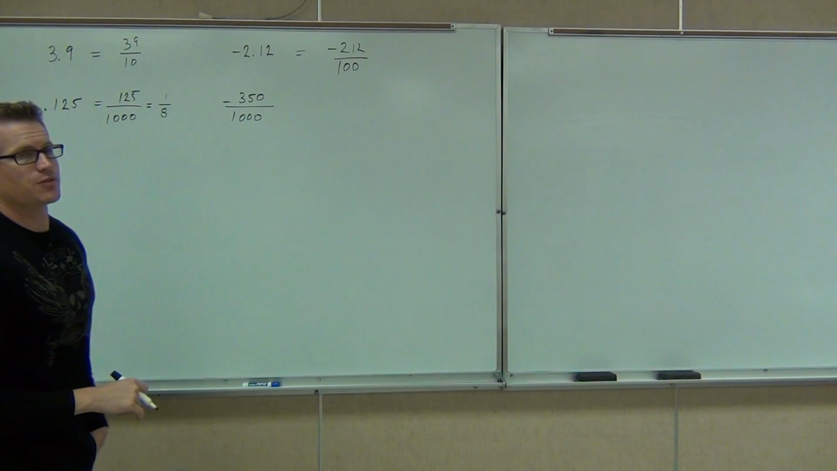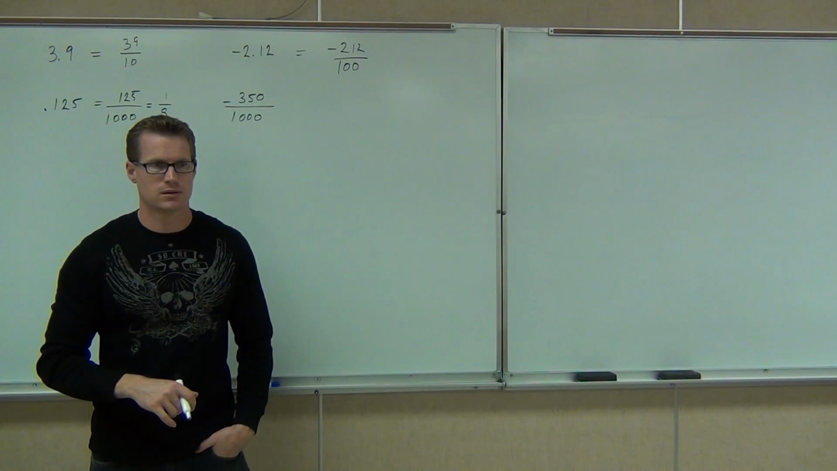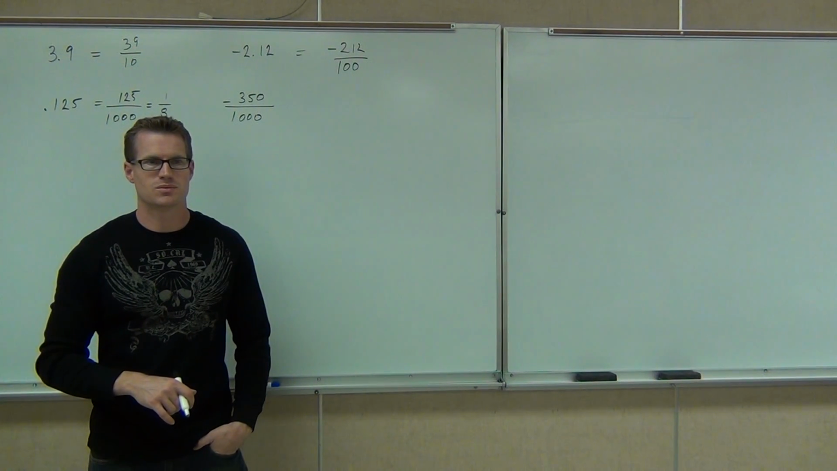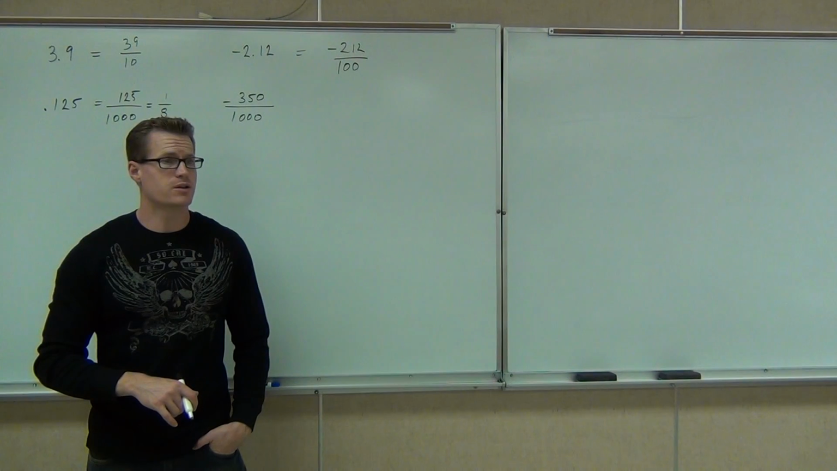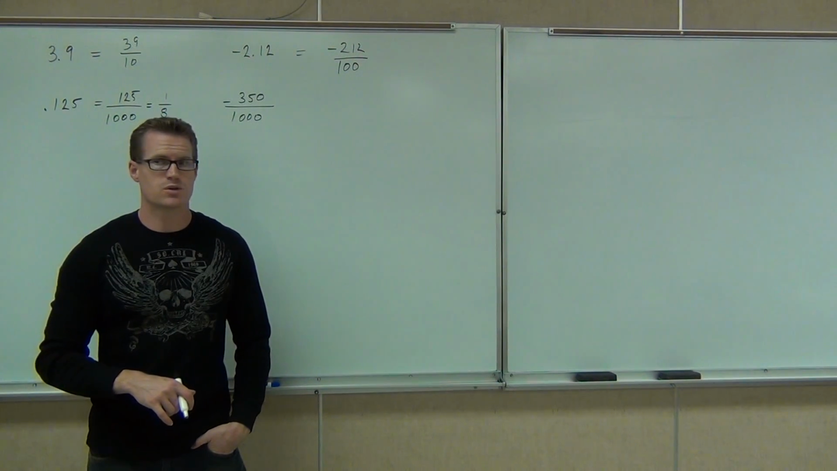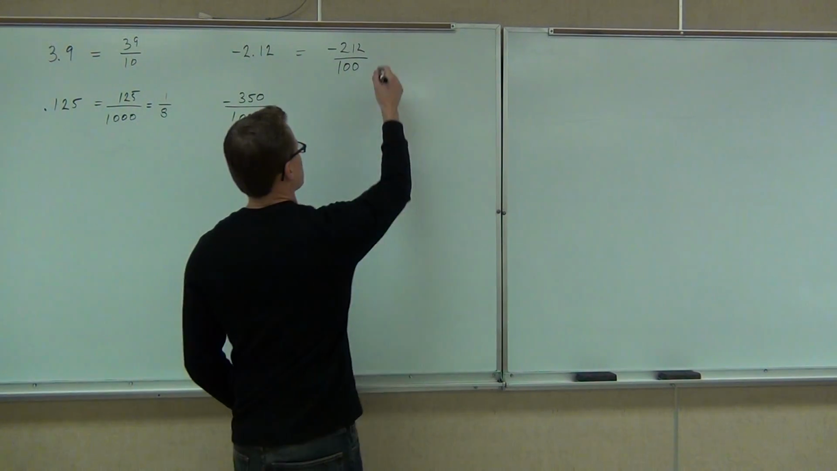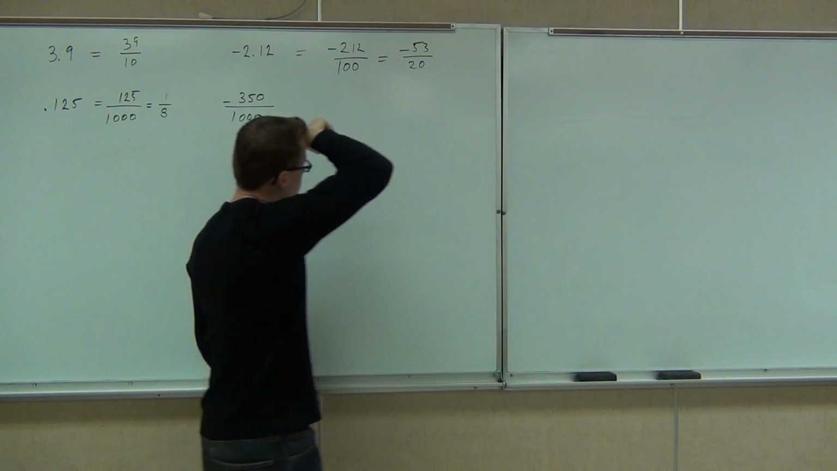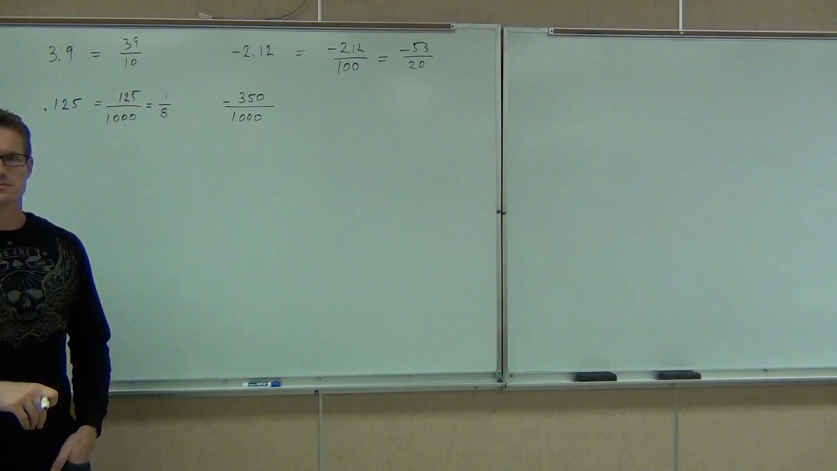And again, can you simplify that? Yes. What goes into that? 2. More than 2. 2 goes into it, you would get 106, right? 2 goes into that, you get 53. Just 53 over 20, negative 53 over 20. Did I do that right?